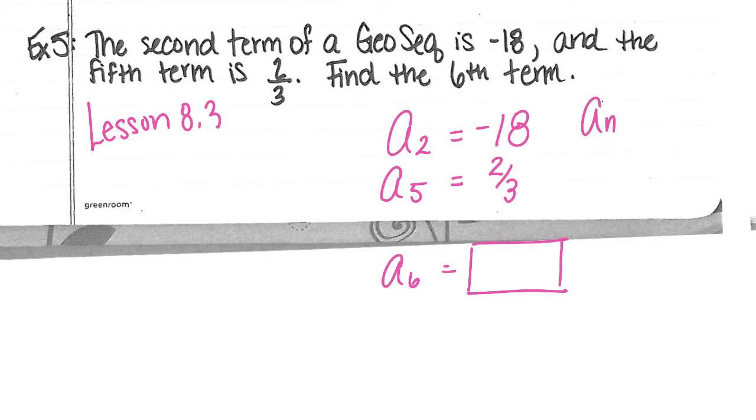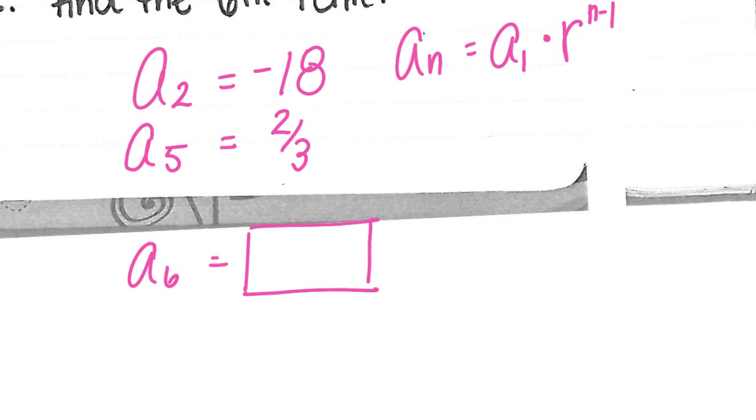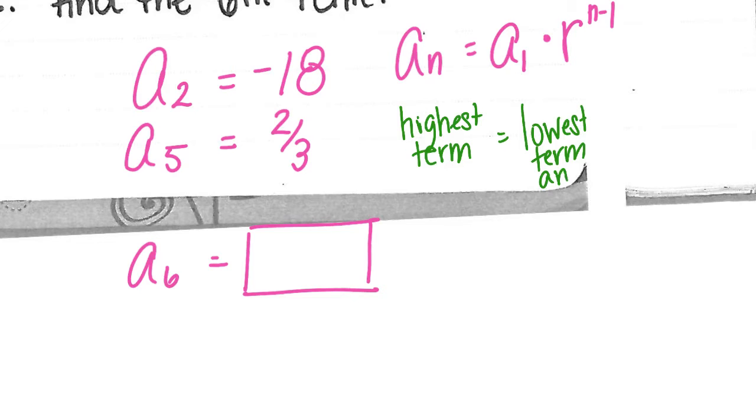We know the formula we use is a sub n equals a sub 1 times r to the n minus 1. I teach a little trick regarding this. I'm going to write a little note here. We're going to take the highest term and make that equal to the lowest term, which I should call the answer, because it's really the answer, and we're multiplying that by r to the terms subtracted.